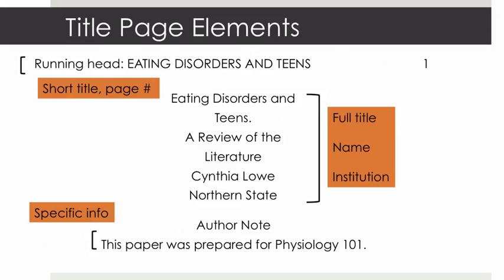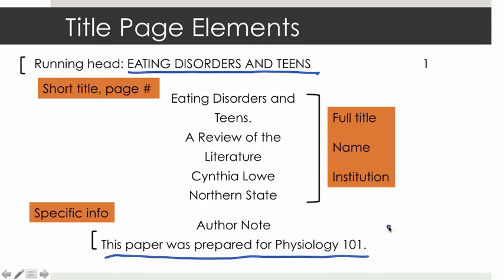Here you can see those elements a little bit more clearly. As you can see, the running head starts with the words "Running head," and after a colon you write the title, or a short title, of your manuscript in all capital letters. Then in the section where you have the heading, you have the full title, your name and institution, and in the author notes section you have something that says, for example, "This paper was prepared for Physiology 101."